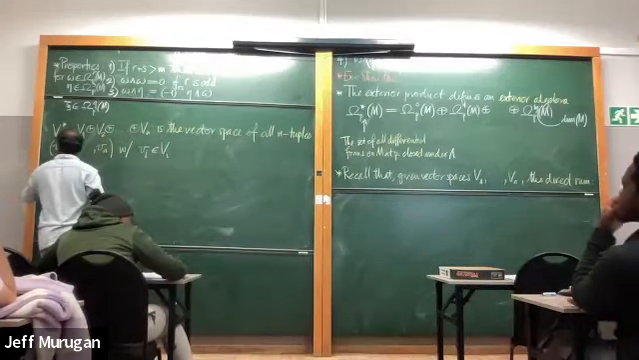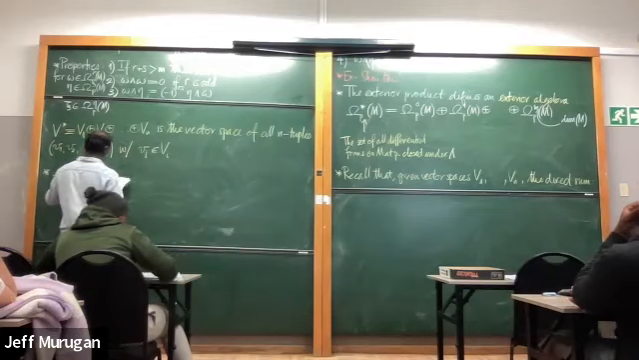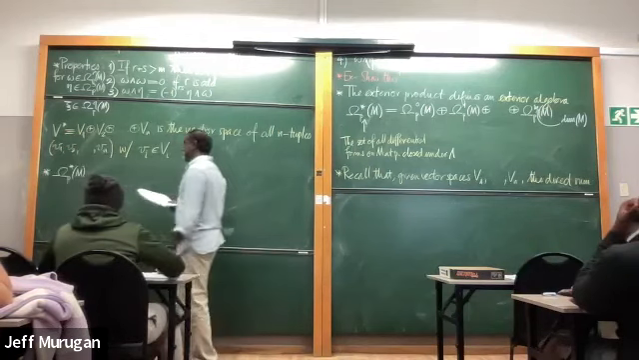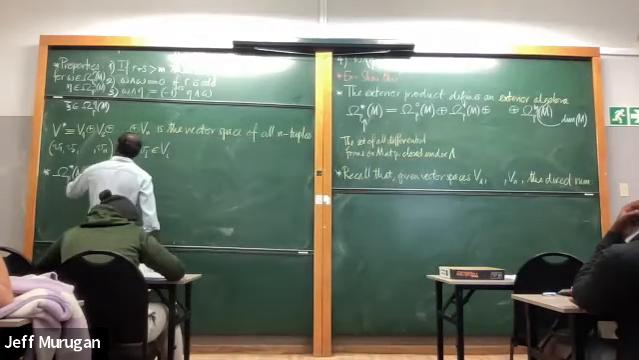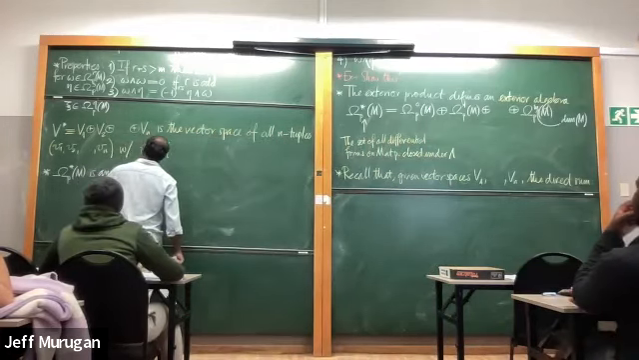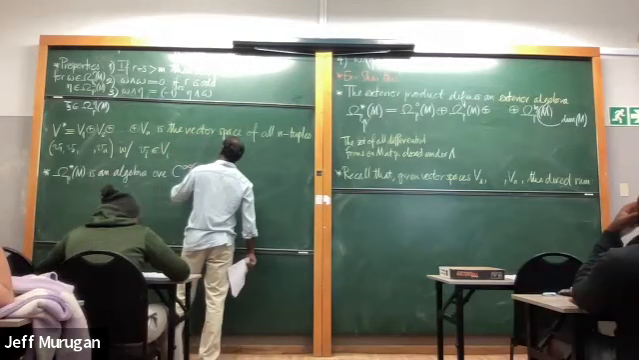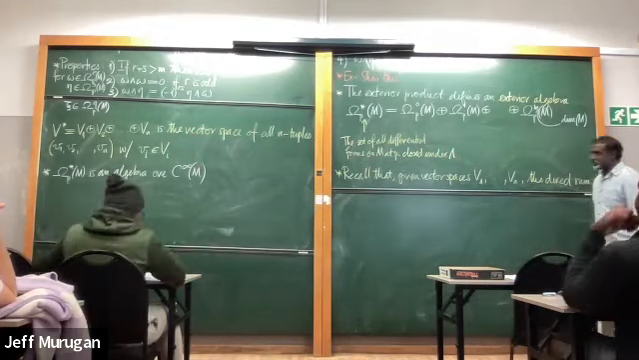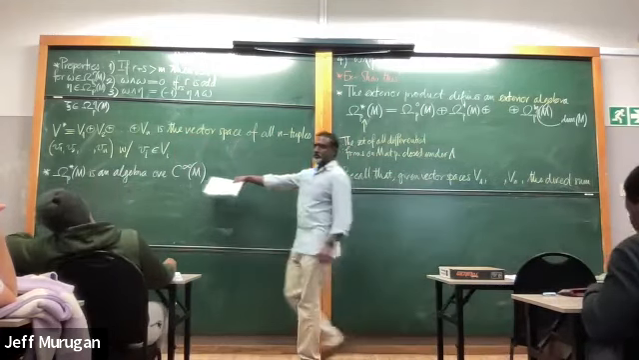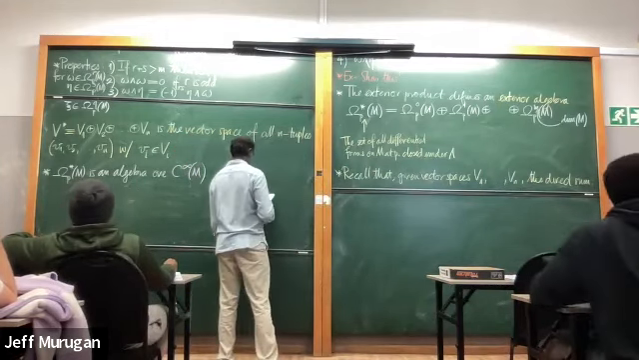So the statement here is that Omega^p(M), star, is an algebra over the set of smooth functions on M. That is, it satisfies all the rules of an algebra, except with smooth functions taking the place of real numbers. That's the field over which we define the algebra.